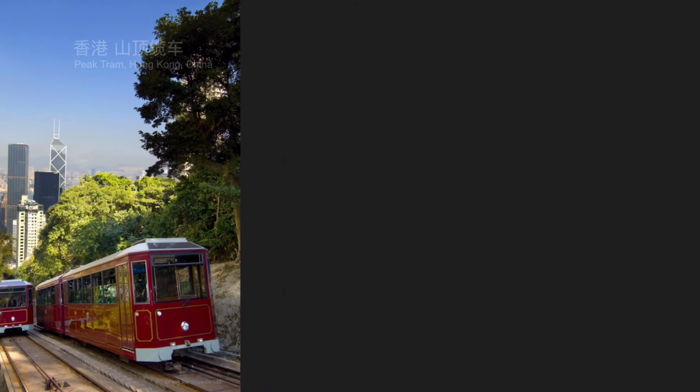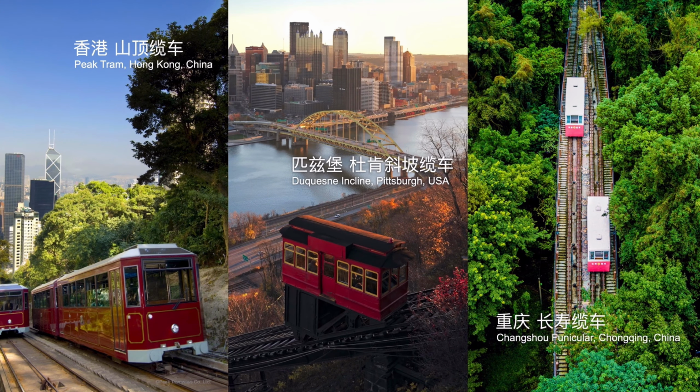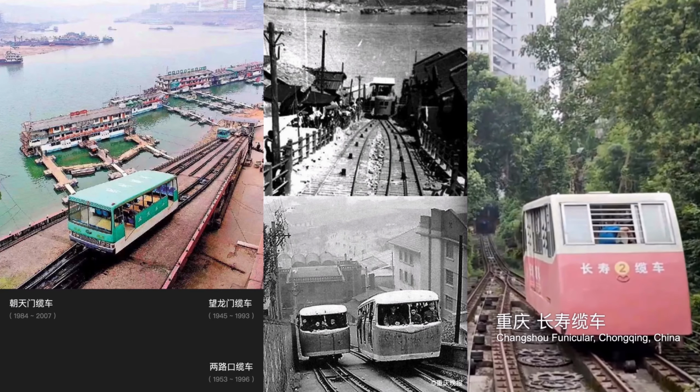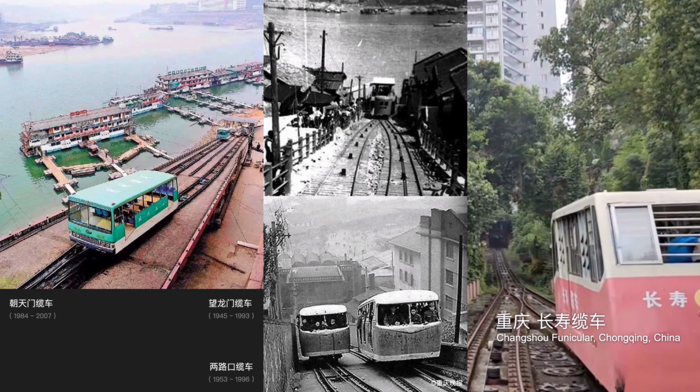Changshou Funicular Tram is China's longest, steepest, and last funicular railway, in Chongqing City. Once in Chongqing, there were funicular trams at Chaotianmen, Taiyuanba, Liangluku and Wanglongmen.